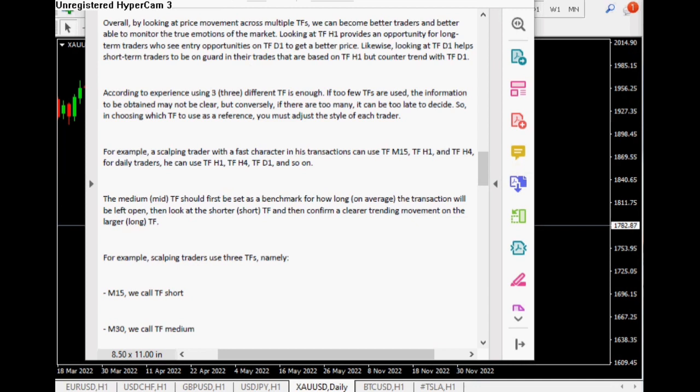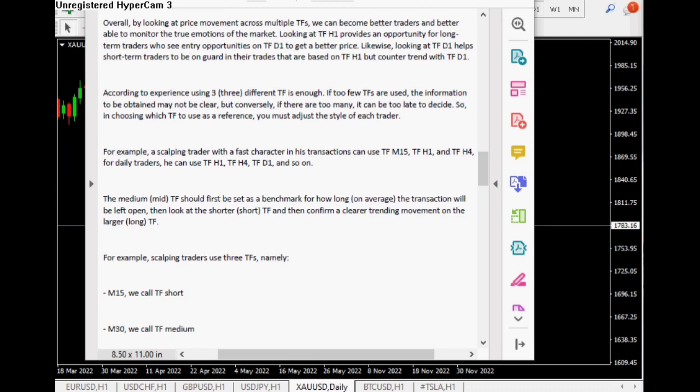Looking at TFH1 provides an opportunity for long-term traders who see entry opportunities on TFD1 to get a better price. Likewise, looking at TFD1 helps short-term traders to be on guard in their trades that are based on TFH1 but counter-trend with TFD1. According to experience, using three different TFs is enough.